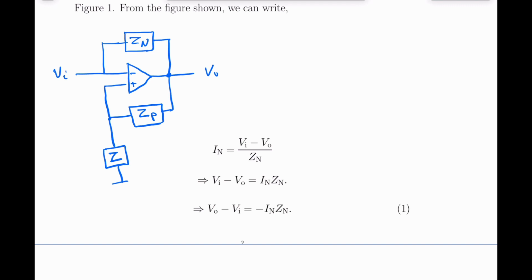This is Z. So this is the circuit diagram of a negative impedance converter.